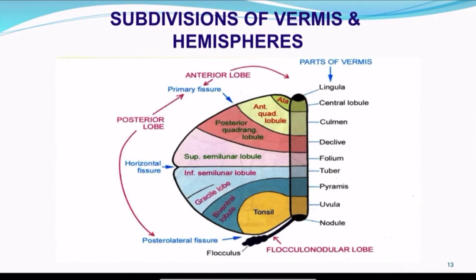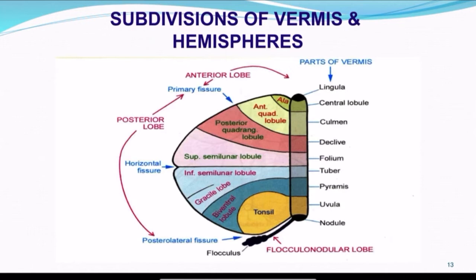Subdivisions of vermis and hemispheres. The midline vermis also has subdivisions. These subdivisions are from before backwards: lingula, central lobule, culmen, declive, folium, tuber, pyramid, uvula, nodule. Pyramid can be called pyramid or pyramis as it is labeled in this picture. I repeat, the parts of vermis are lingula, central lobule, culmen, declive, folium, tuber, pyramis or pyramid, uvula, nodule. So these are the subdivisions of the midline vermis.